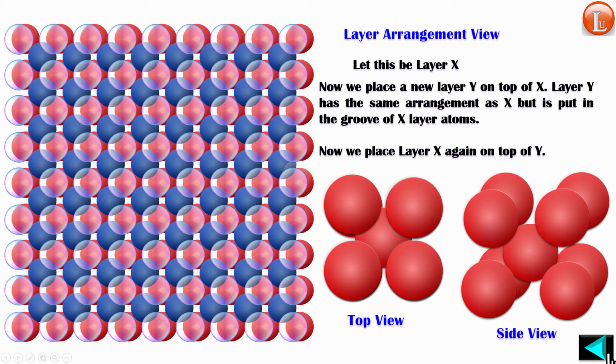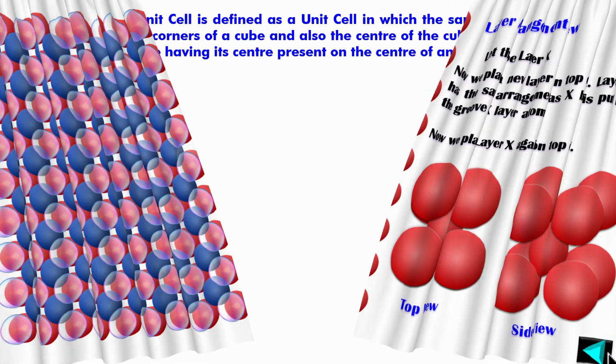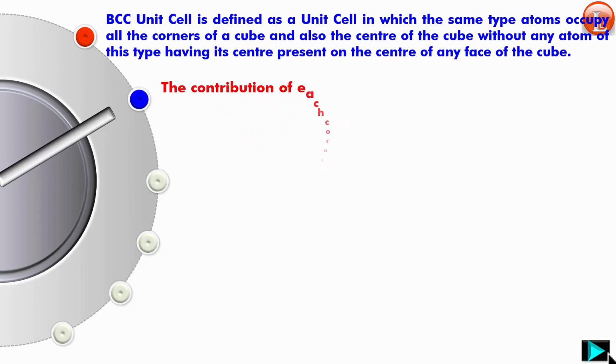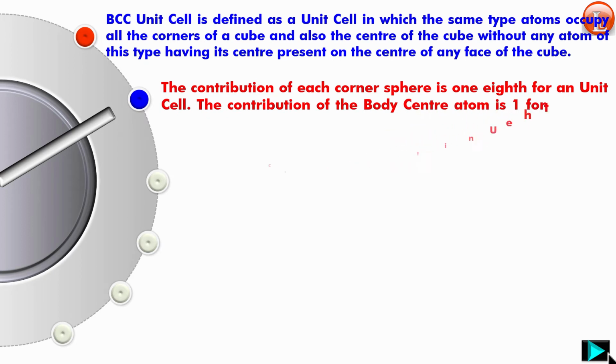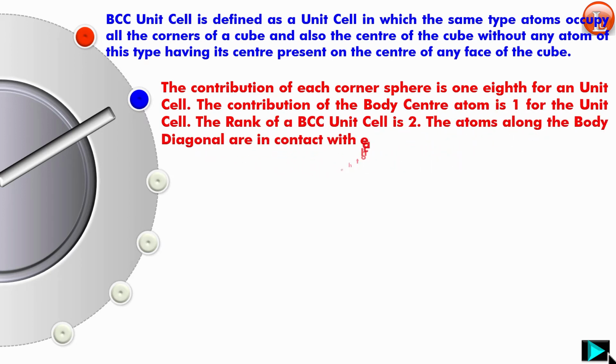So let's go back to the master slide and see what it has to say about this. The master slide says that the contribution of each corner is 1/8 for a unit cell. The contribution of body center is 1 for the unit cell. Rank is 2. Root 3a is 4r.